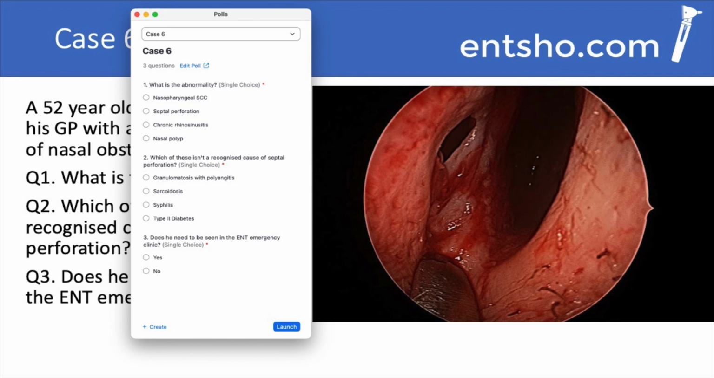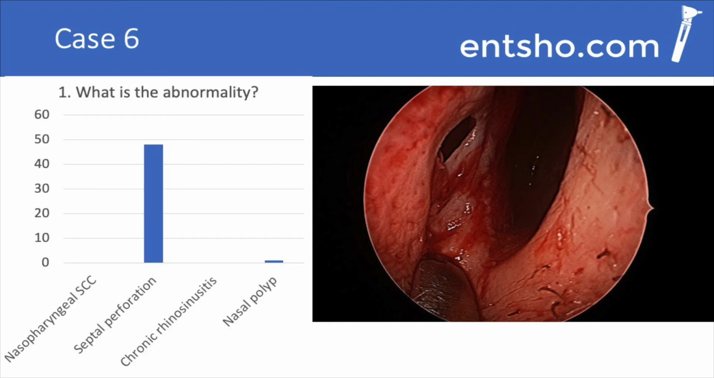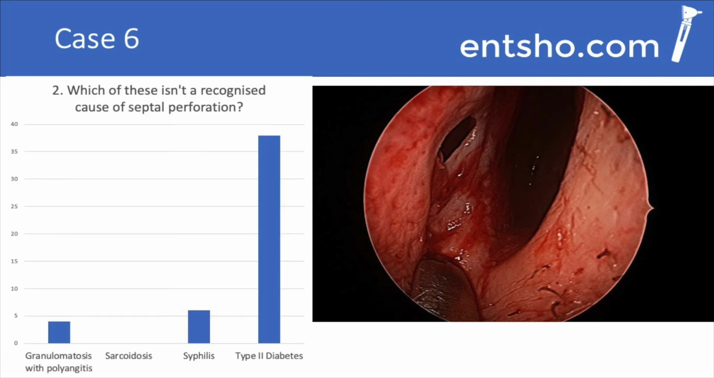All right, final 5 seconds. I'm going to stop it there. So yeah, pretty much everyone. Yeah, we're looking at a septal perforation. I don't know if you want to point to it, Michael, with the mouse. Yeah, it's that kind of black area. And most people got it, yeah.